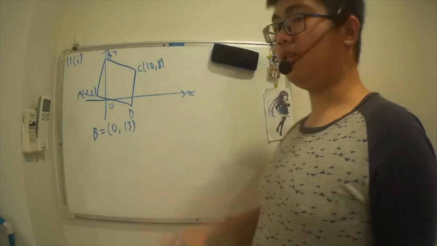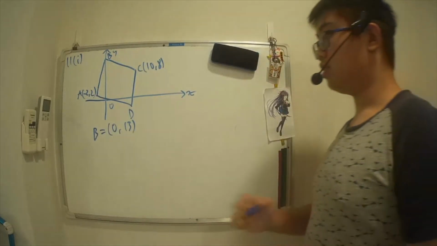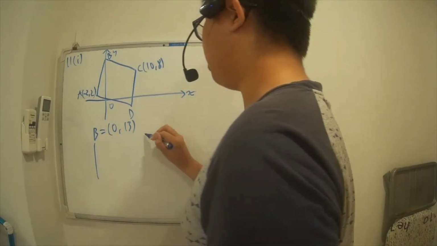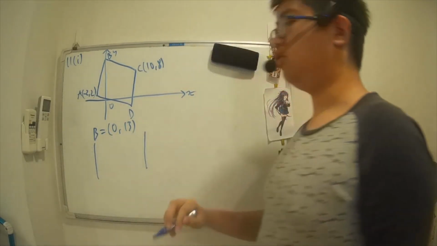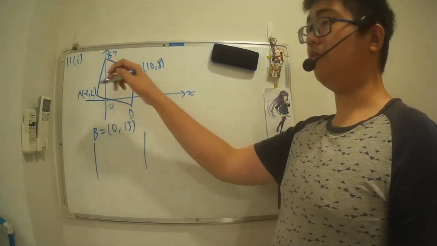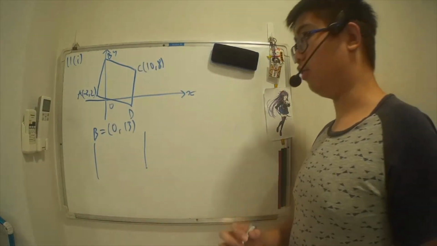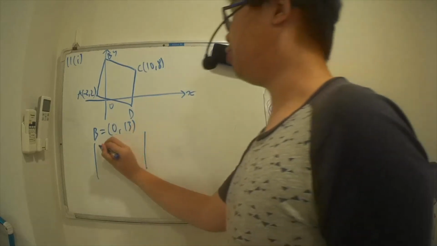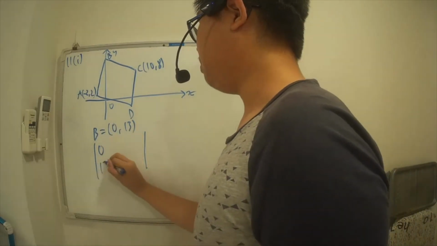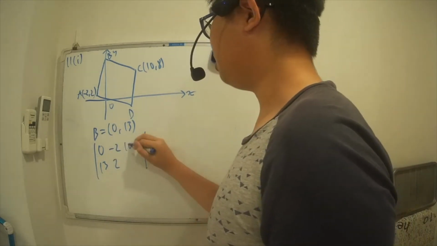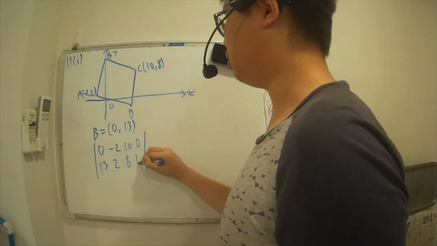We know that B is equal to (0, 13). So I'll just use my formula, but instead of using the rhombus, I will not put a half outside at all and just calculate the area of this triangle. If I don't put the half outside, it should give me the area of the rhombus, right? So we'll start with B since there's 0 here. 13, go anti-clockwise, (-2, 2), (10, 8), and (0, 13) again.